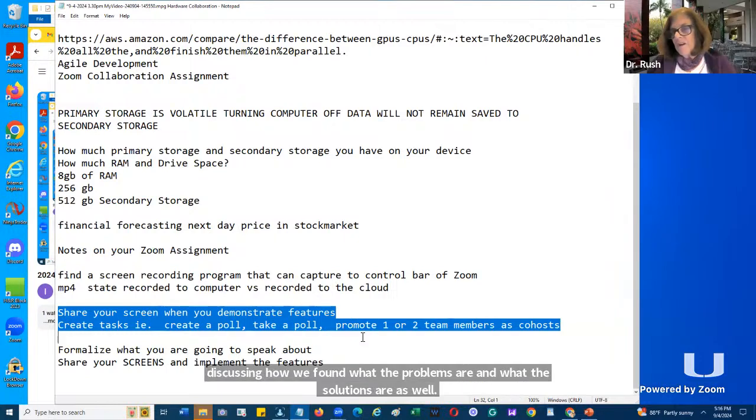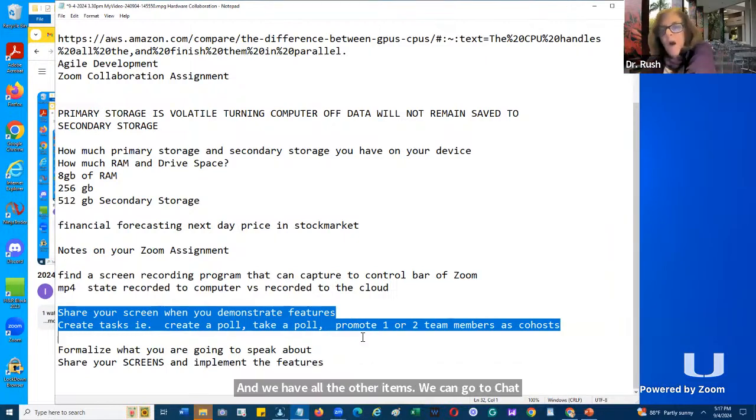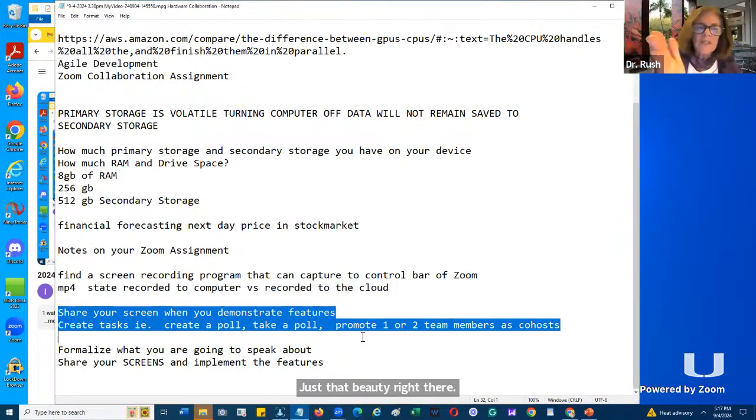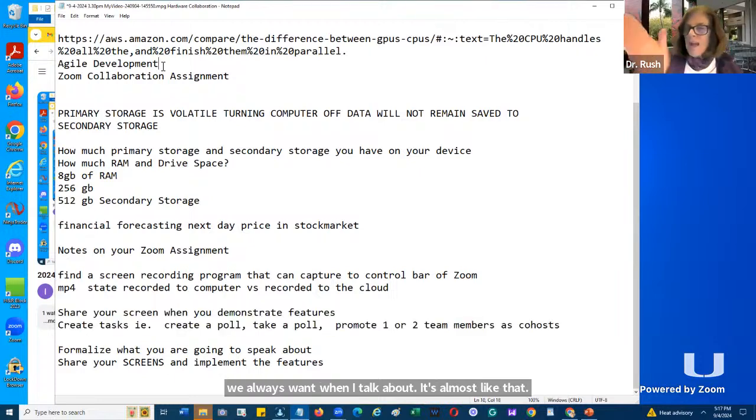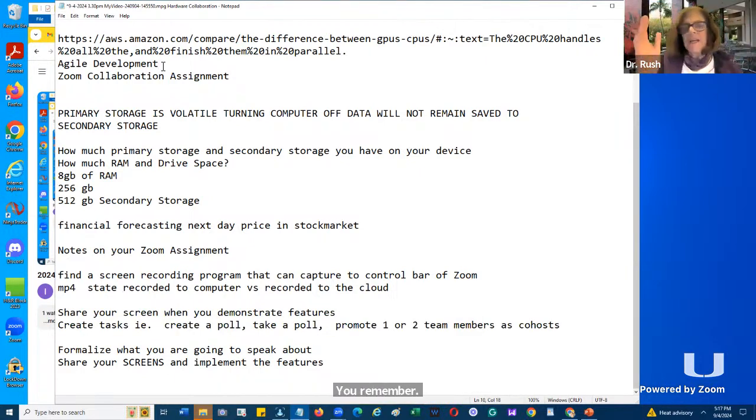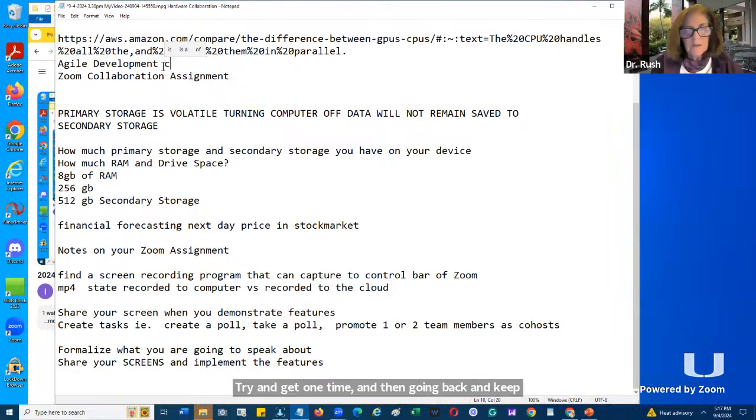And we have all the other items. We can go to ChatGPT. We can go search on Zoom how do you promote, how do you do remote one-on-one. You could find it, but if you didn't have the right version, Ellie, you can find all the instructions you want, but if you don't have the right version, it ain't going to work. You agree with me? So when I talk about it, it's almost like agile development. You remember trying it one time and then going back and keeping on with continuous improvement.